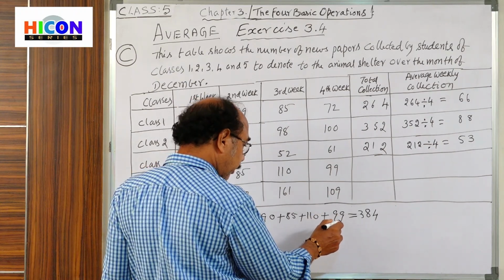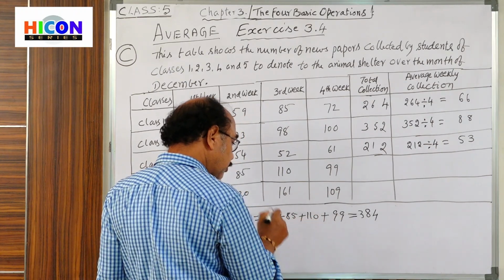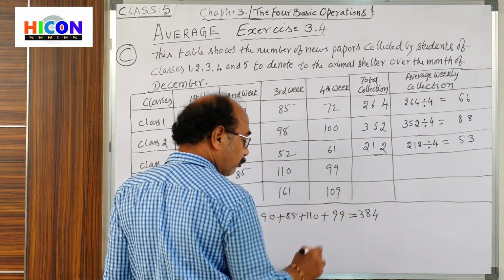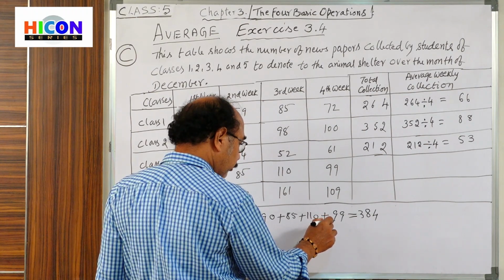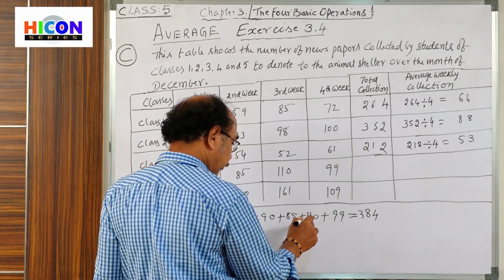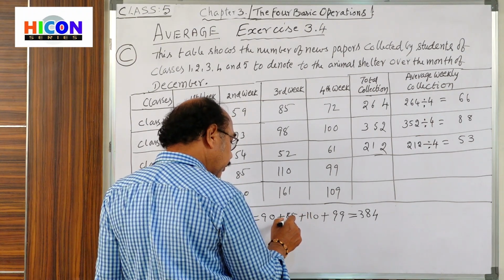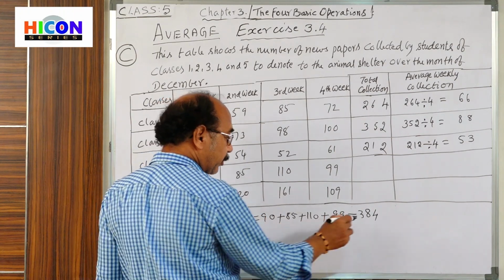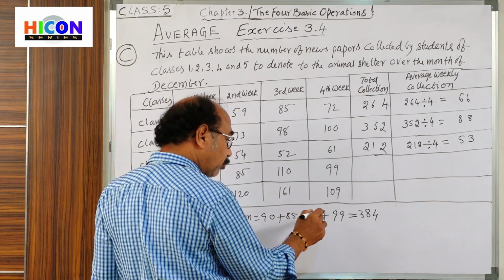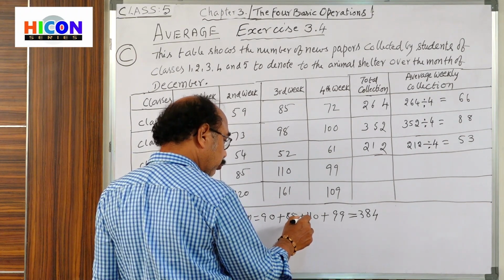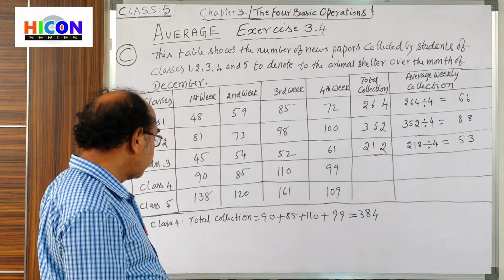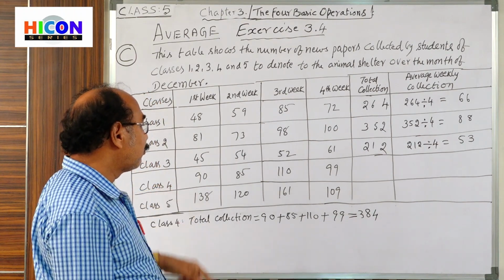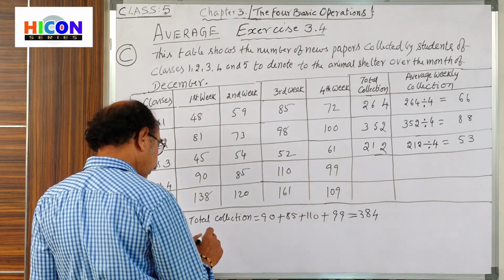Once again see, first of all add the units digits. What are the units digits? 9, 0, 5, 0. So 9 plus 5, 14. 4, 1 is there. 9 plus 1, 10. 10 plus 1, 11. 11 plus 8, 19. 19 plus 9, 28. 8, 2 is there now. Now 2 plus 1 is 3. 384 is the total collection. Now average. Average of class 4.